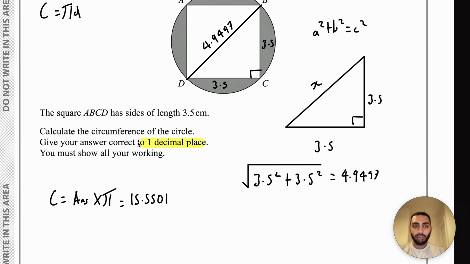Question says it wants it rounded to one decimal place. So I'm going to look for my decimal point, draw my line there. The point after it, my hundredths, it's 5 and above. So I need to push this one up to 15.6 centimeters.